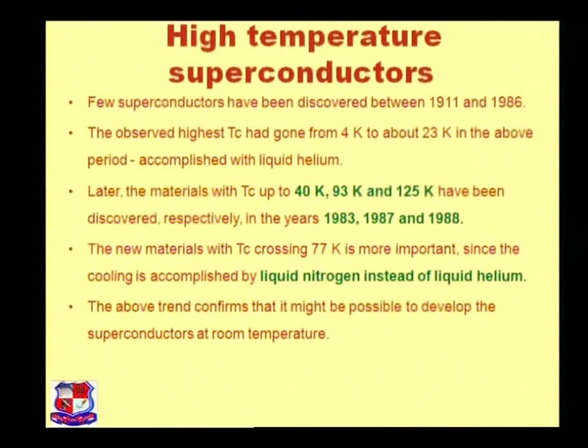the liquid helium. Actually, for a high temperature superconducting material, the critical temperature is very high. Later, materials with Tc up to 40 Kelvin, 93 Kelvin and 125 Kelvin were discovered in the years 1983, 1987 and 1988 respectively. The new materials with Tc crossing 77 Kelvin are more important since the cooling is accomplished by liquid nitrogen instead of liquid helium. The above trend confirms that it might be possible to develop superconductors at room temperature.